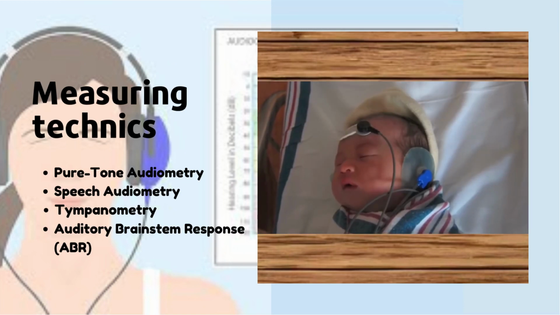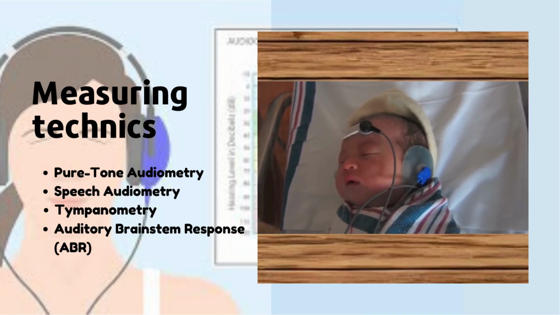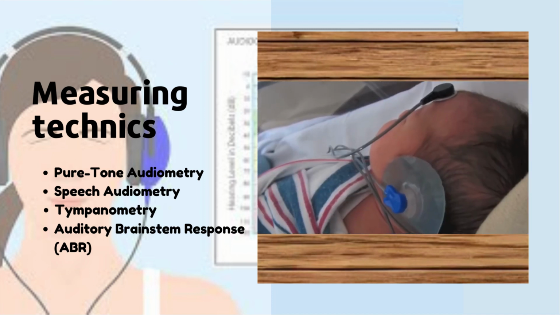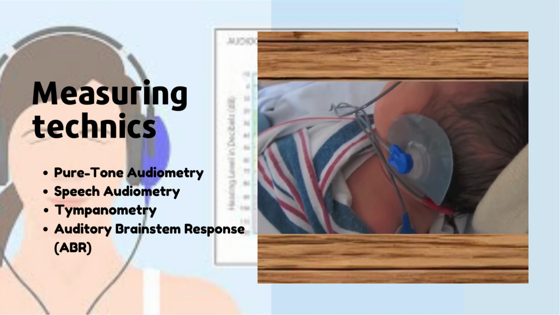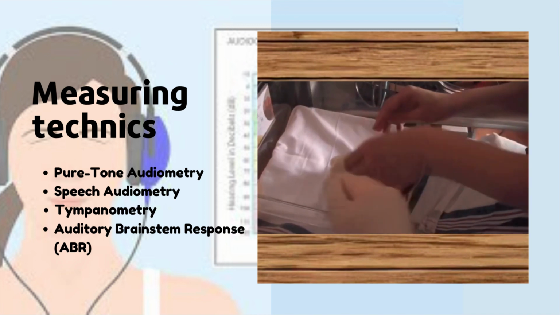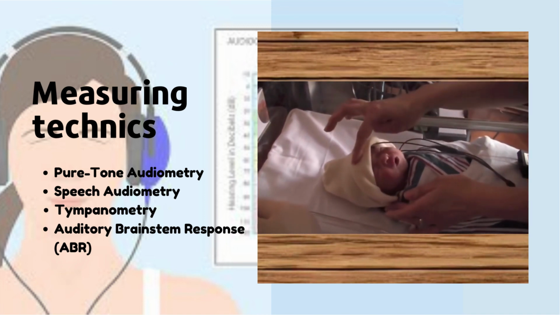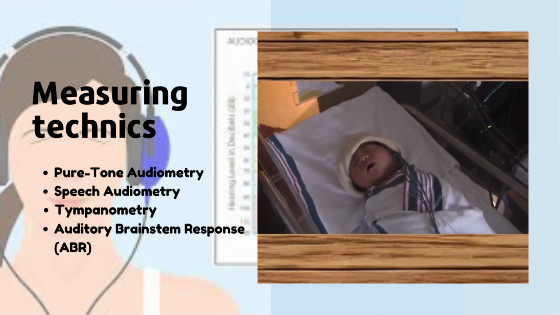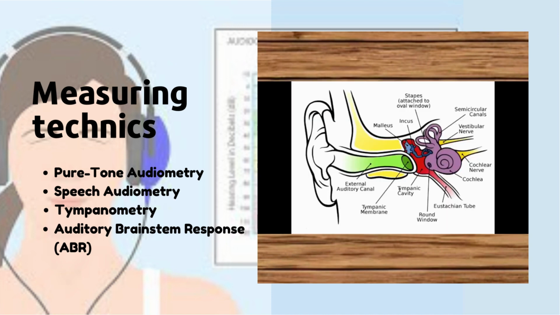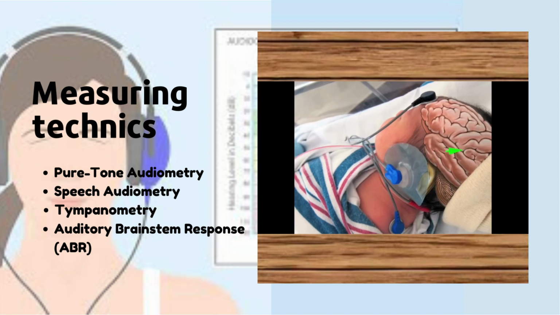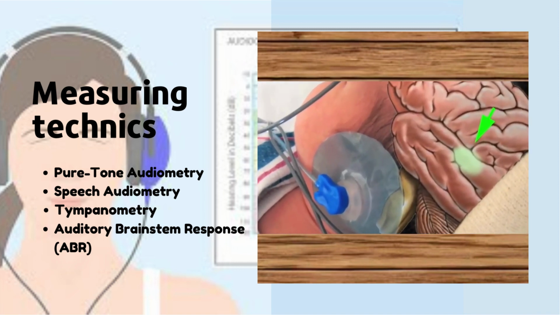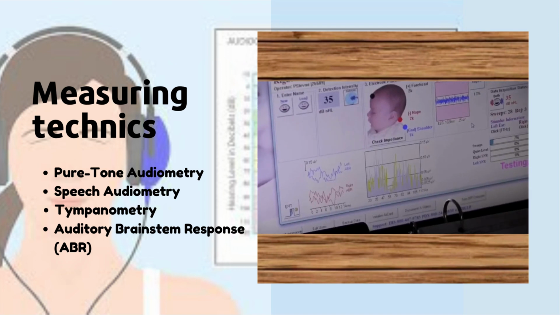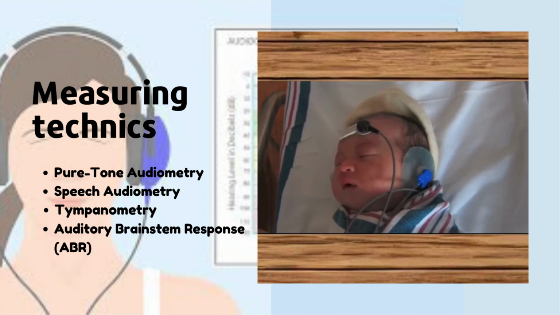The last one is auditory brainstem response. Auditory brainstem response is a neurodiagnostic test that measures the electrical activity of the auditory nerve and brainstem in response to sound stimuli. Electrodes are placed on the scalp to record this response, providing information about the integrity of the auditory pathway. ABR is also often used to assess hearing in newborns, identify hearing disorders, and determine hearing loss in individuals who may have difficulty with traditional behavioral hearing tests.